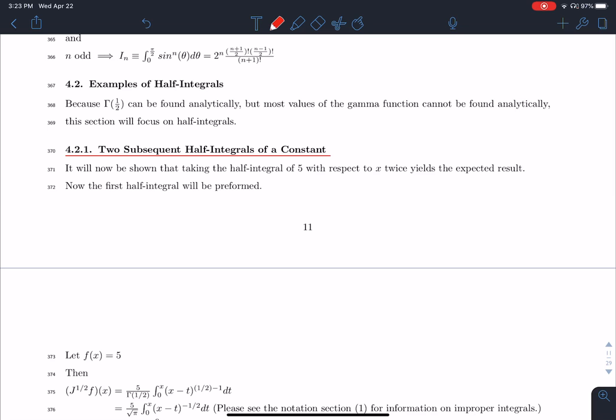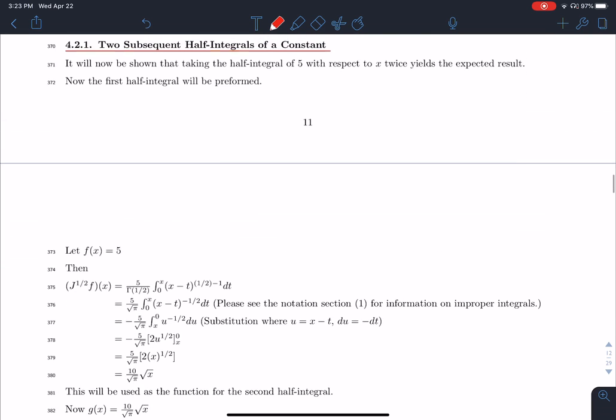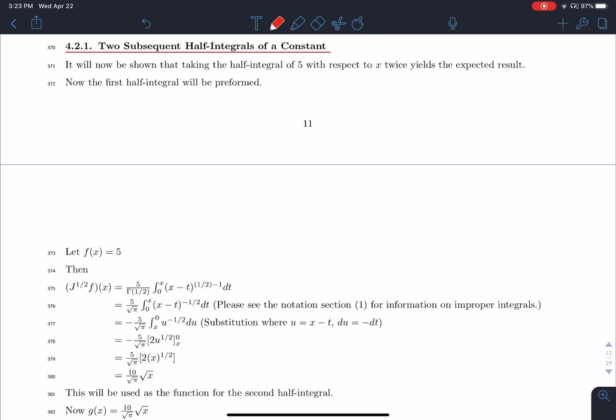Okay, so we're going to do an example of a half integral. We mostly stick to doing half integrals because analytically I can find the gamma function of 1/2, but I can't find the gamma function for most things. Okay, so let's take two subsequent half integrals of a constant. Let f of x equal 5, then the half integral of f of x is given by this. This is just the definition.